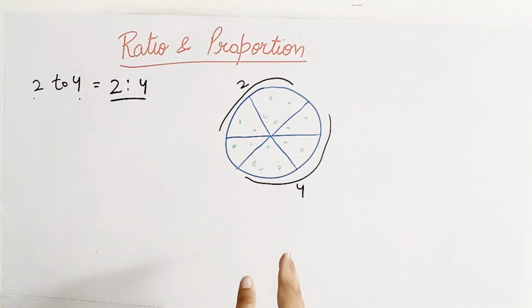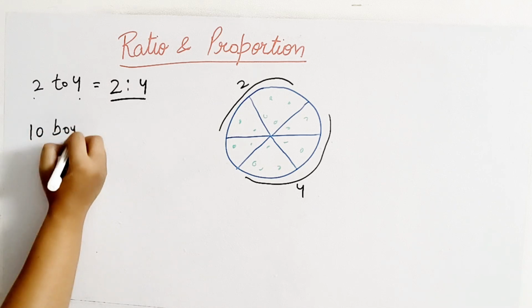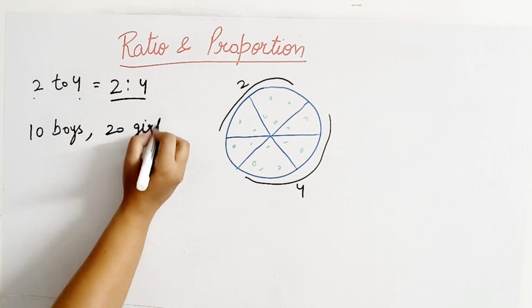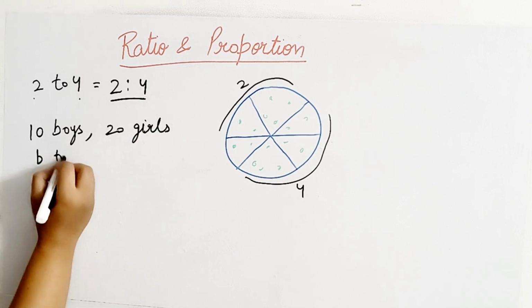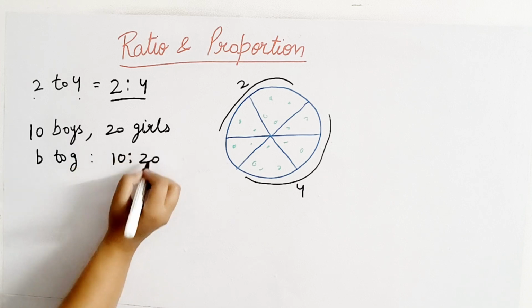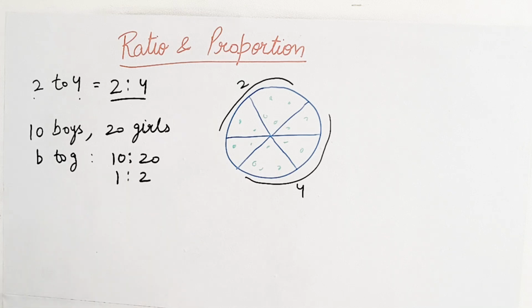This versus that. For example, if a class has 10 boys and 20 girls, then the ratio of boys to girls is 10:20, or simplified 1:2.